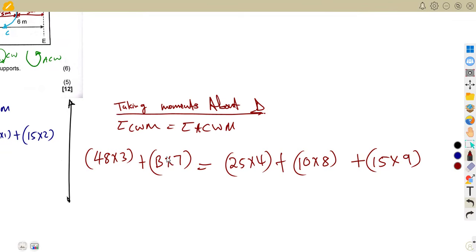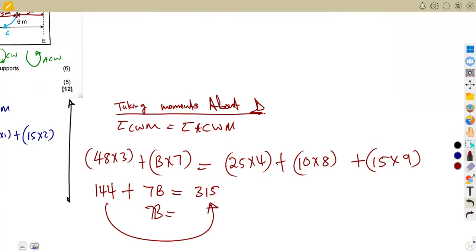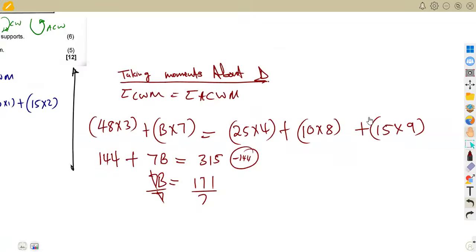So what you're just going to do is to combine 48 times 3 is going to give us 144 plus B times 7, which is 7B, is equal to, combine everything on the left-hand side, you are going to obtain 315. So that 7B is equal to transpose 144. That side, you're going to subtract. All right, so this will subtract this side, 144. That's we're going to have 171 divide by 7, both sides, so that we have the exact value of B.